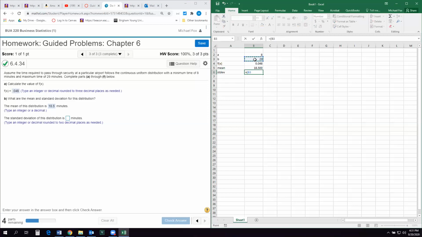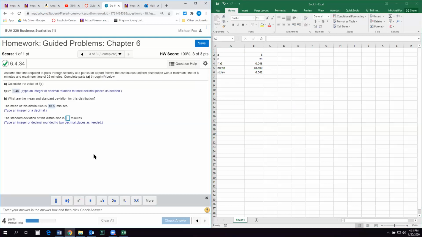It's just B minus A divided by square root of 12. So I don't know why square root of 12, but someone smarter than me could probably tell you that. 6.0, oh, this one only wants 2 decimals, so 6.06.